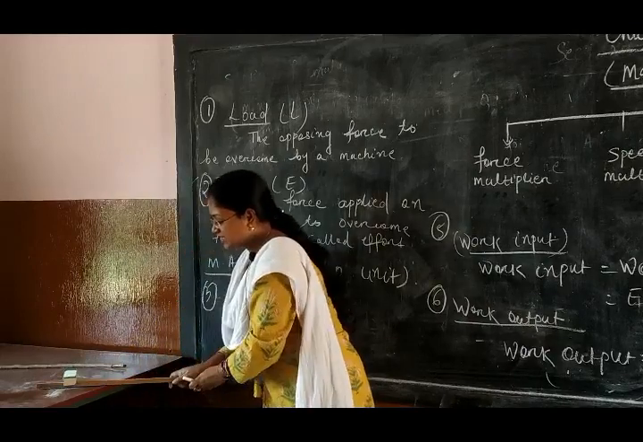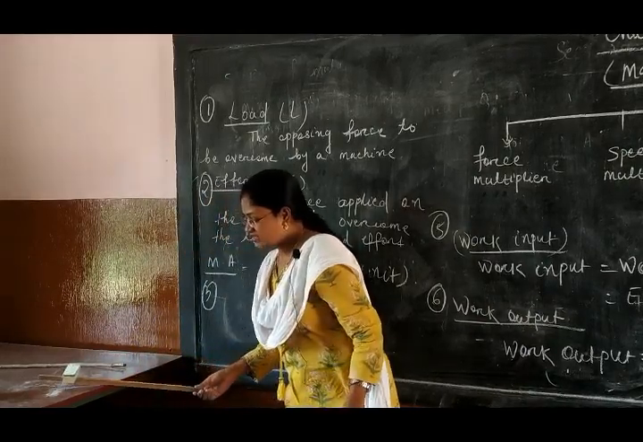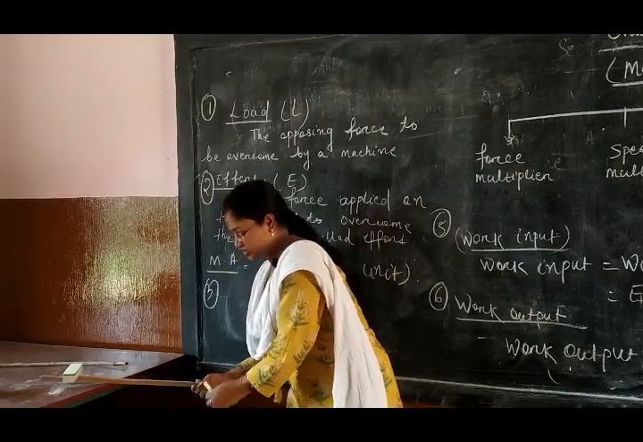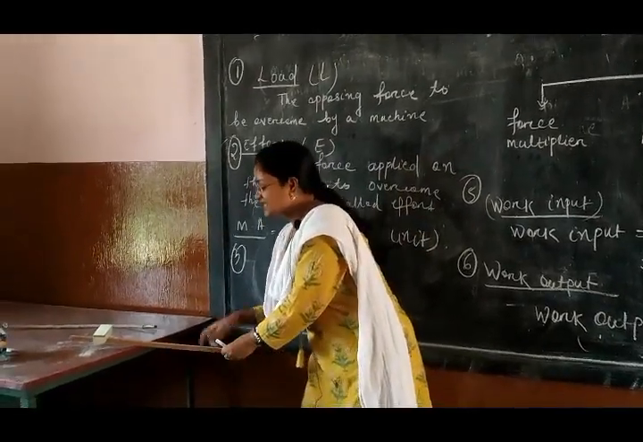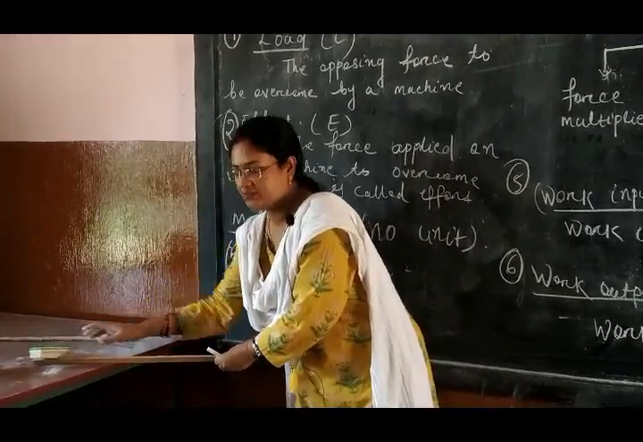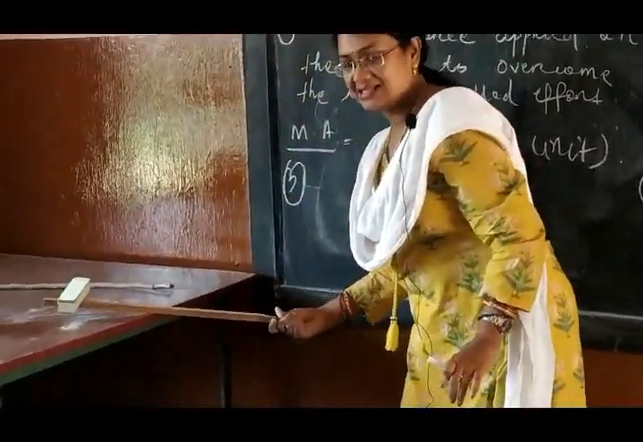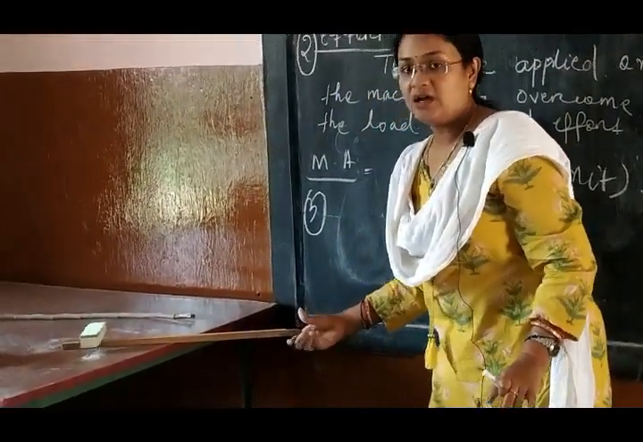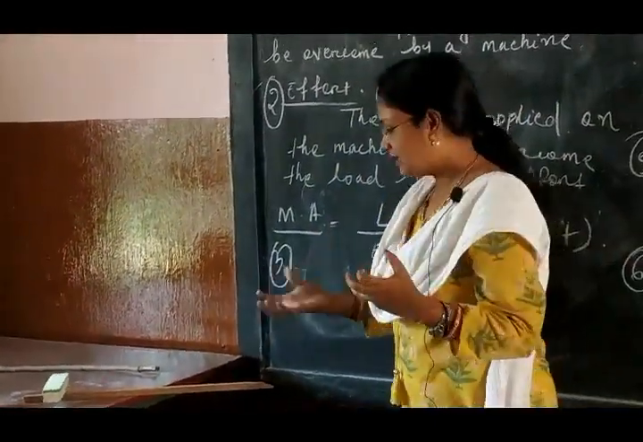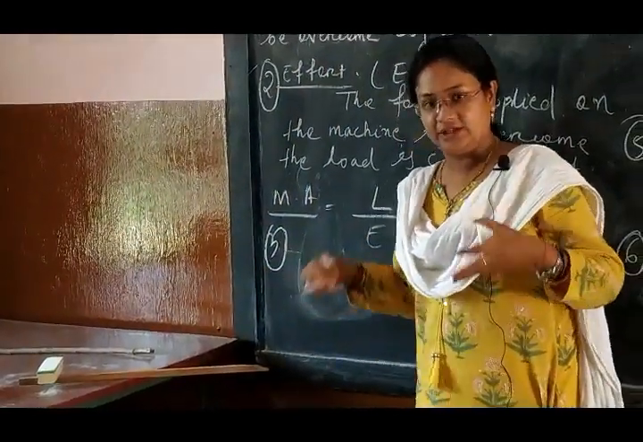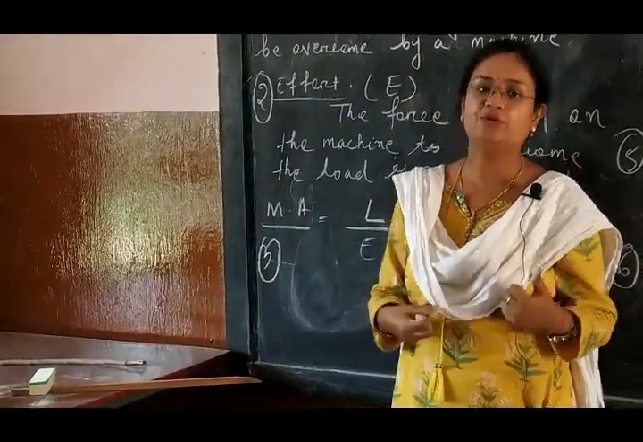Suppose this is the load point. You see, if the load is lifted in the upward direction, I have to give the effort in the downward direction. This is the effort point, and this one is the load point. Understood? So this part is your load. I am giving force here. This is the effort. Or you can also say that the load part is the output part, and the effort you are giving is the input part.